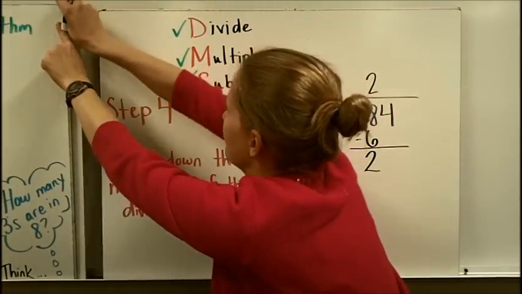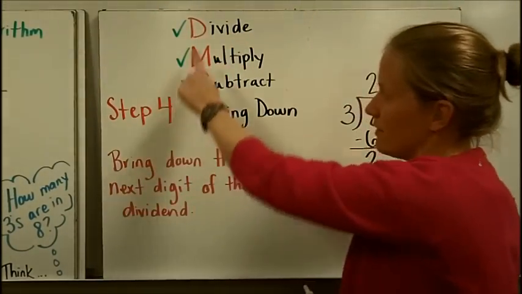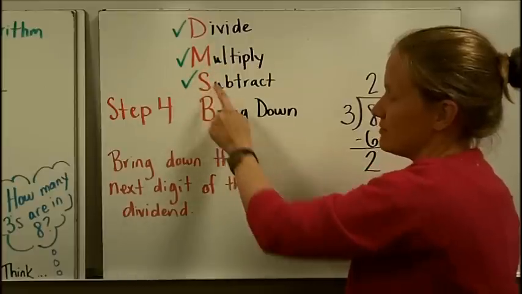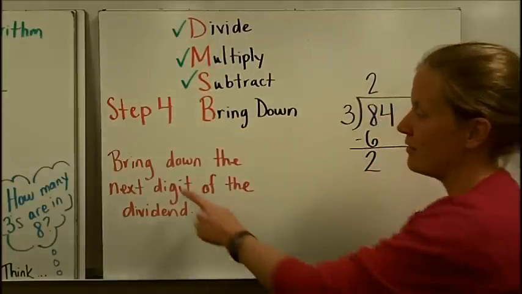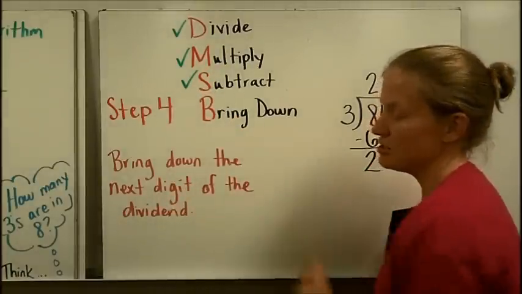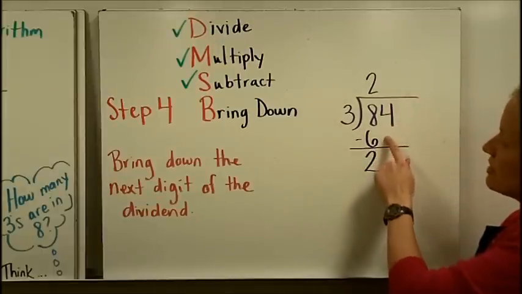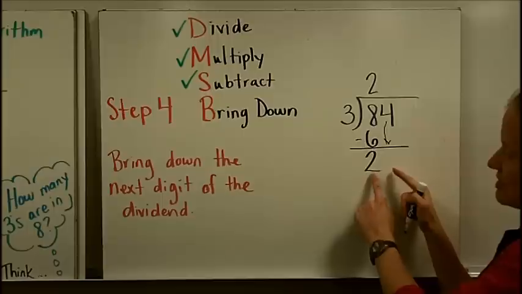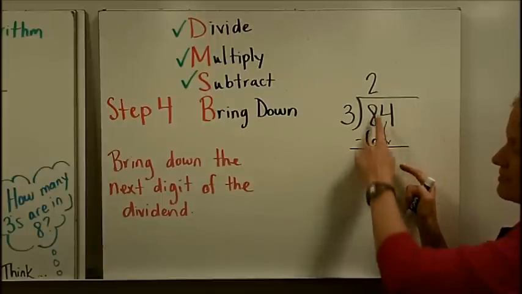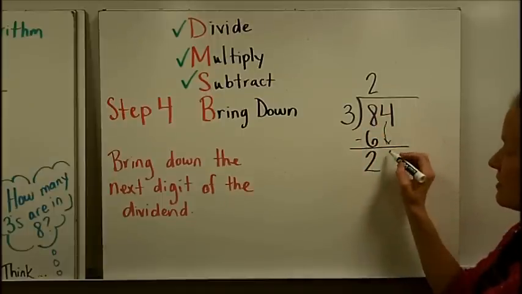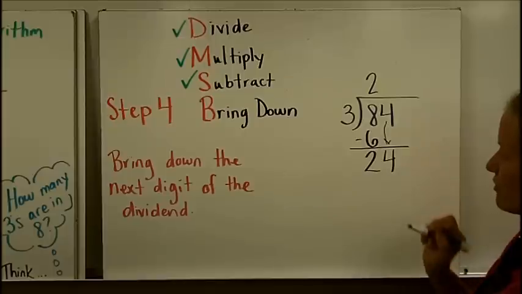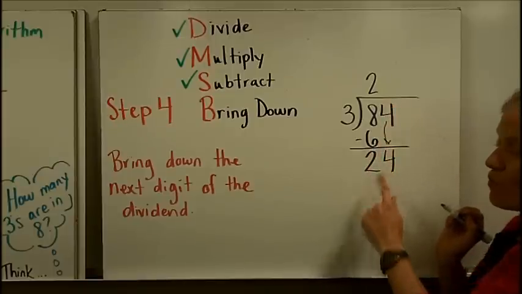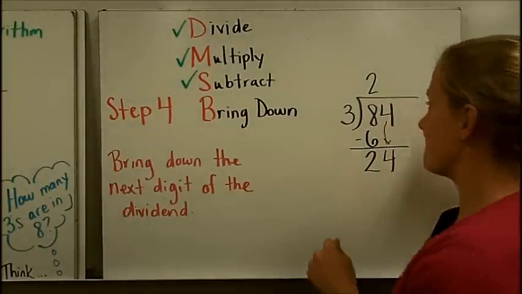In step 4, after you divide, multiply, subtract, now you're going to bring down. I'm going to bring down the next digit of the dividend. So the next digit in my dividend is a 4, and I'm going to bring it down here right beside this number that I got as my difference between 8 and 6. So I'm going to put a 4 there. So I bring down just one digit at a time.